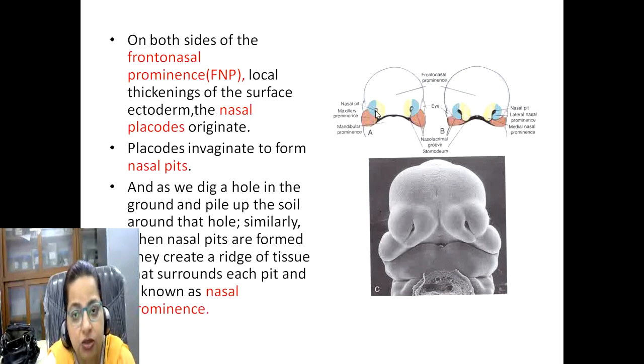Now, this mesoderm, which is heaped around the nasal pit, is divided into 2 components. One is the yellow part, that is the medial nasal prominence, and the other is the lateral part, blue in color, known as the lateral nasal prominence. So the frontonasal prominence further subdivides into 2 medial nasal prominences and 2 lateral nasal prominences. Right?